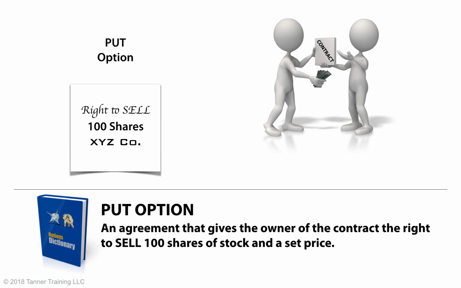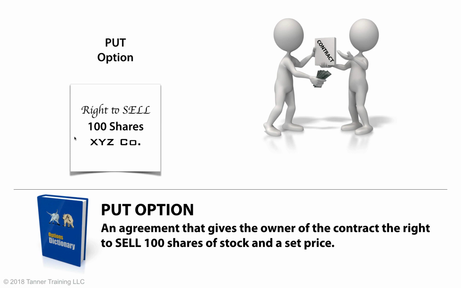Of course, the put is just the opposite. Here he's got the choice. We'll just write down choice again. Right here, he's got the choice to what? To sell. How many? 100 shares. Why? Because there's 100 shares per contract.